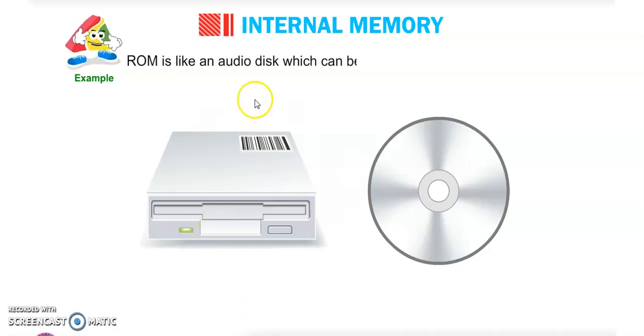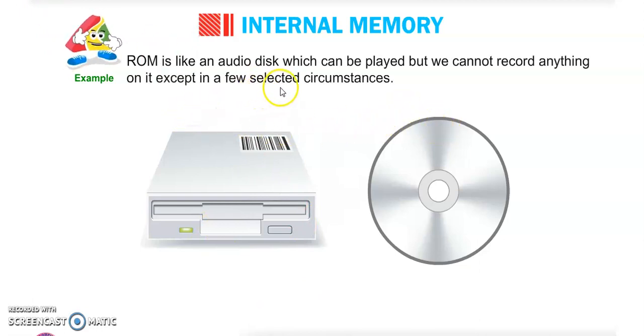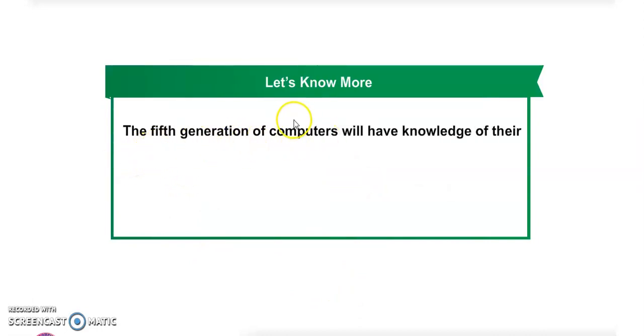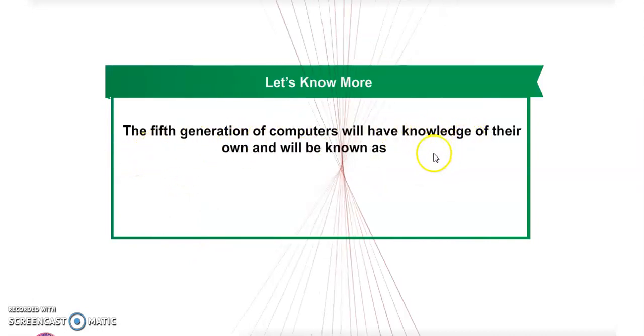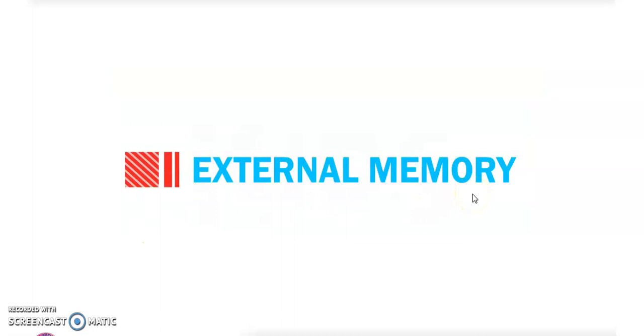For example, ROM is like an audio disc which can be played, but we cannot record anything on it except in a few selected circumstances. We can only read or listen. Let's now move to one point. The fifth generation of computers will have knowledge of their own and will be known as KIPS, Knowledge Information Processing System.